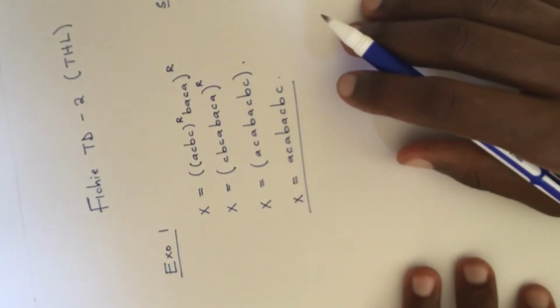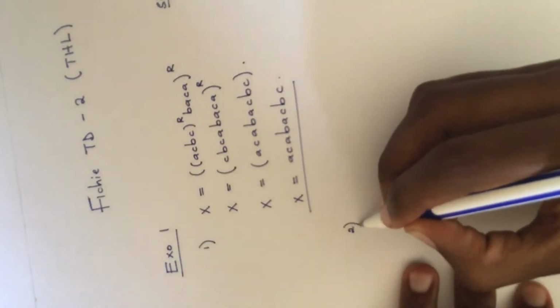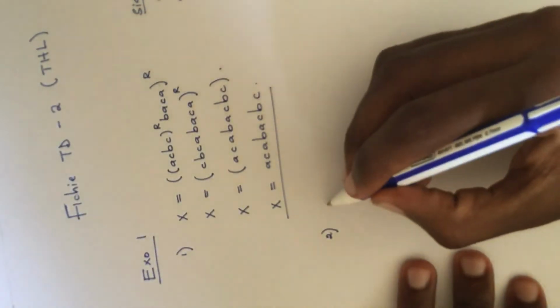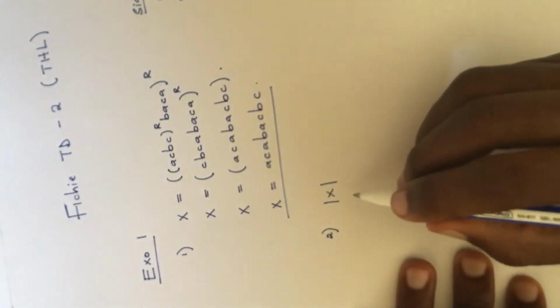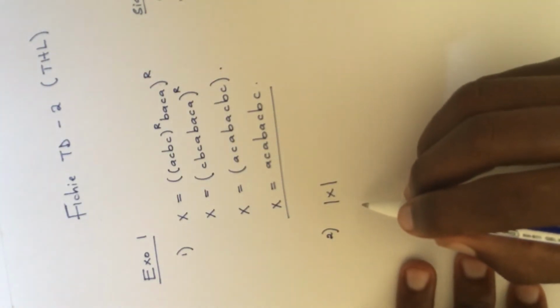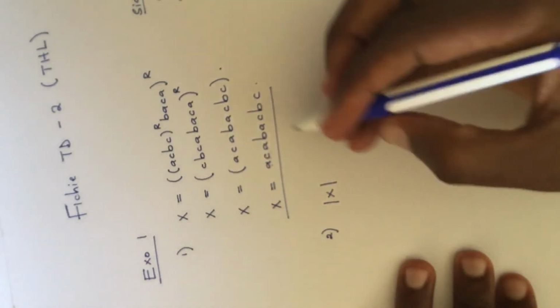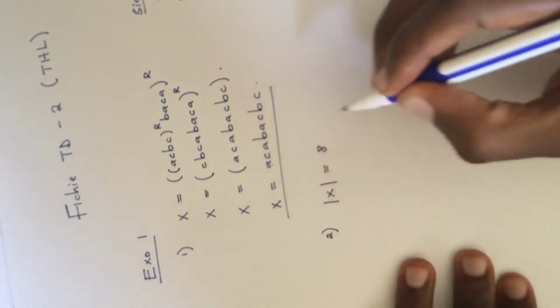Now the next part of the question, this was part 1. Now part 2 of the question, they're asking us to give the value of this. But this symbol simply means the length of the string x, and in this case, length is just the number of symbols, and by symbols, I mean A, C, and B. So when I count these, it turns out that this is 8.